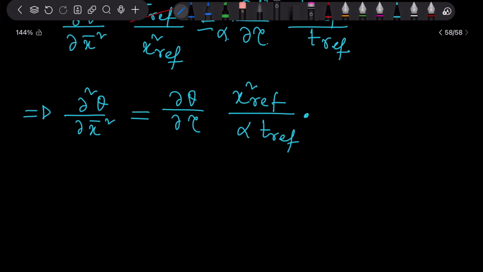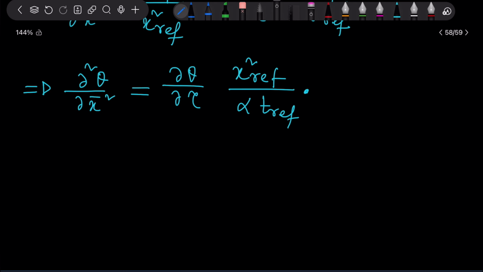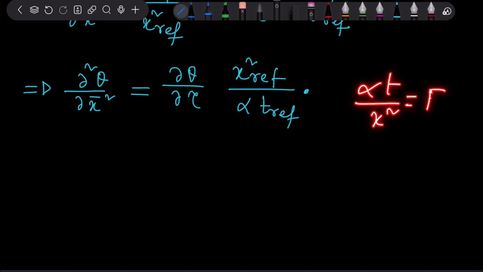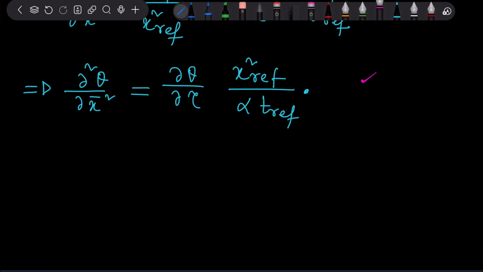Okay, and see, this is actually called the Fourier number. That is alpha t by x square. This is the Fourier number. Okay, so I can write this alpha t by x square.